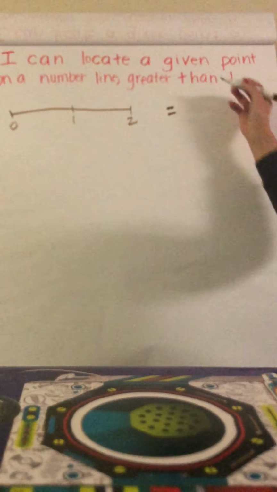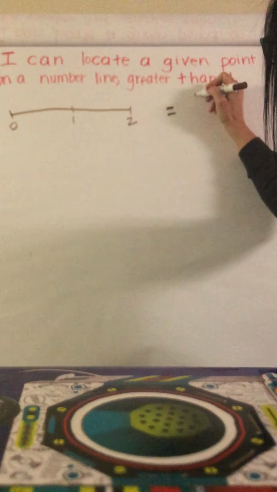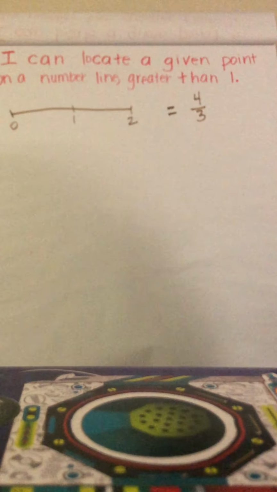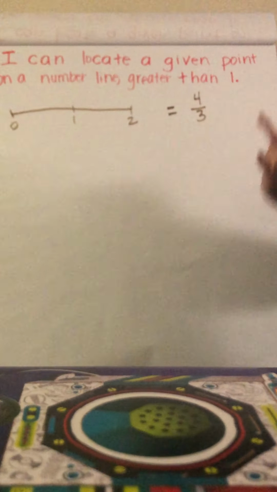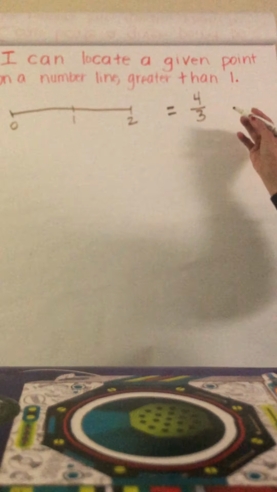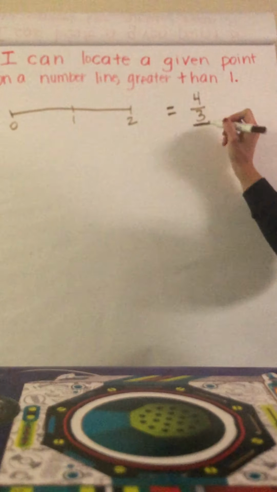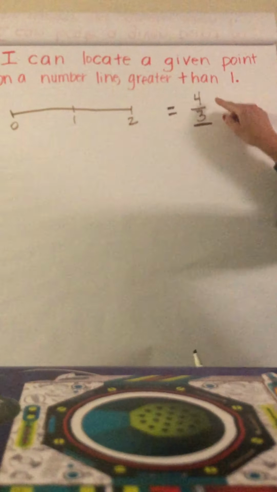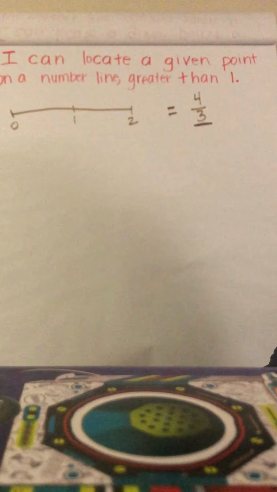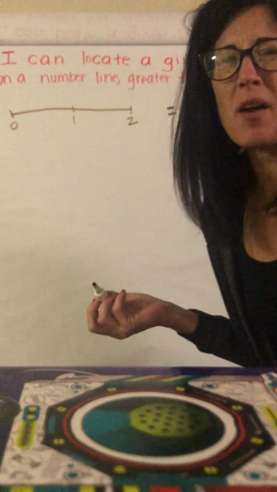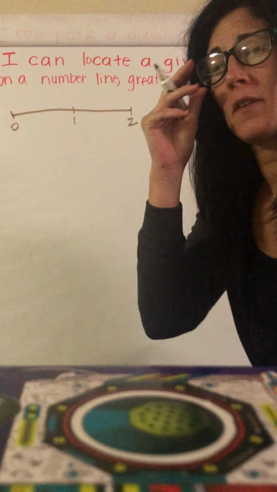Okay, so first of all, we're going to locate 4 thirds. Now, very quickly, let's review what the numerator and the denominator mean in a fraction. I still have talked to some students who are struggling with this. Okay, the denominator tells you how many pieces your whole should be broken into. Your numerator tells you how many parts are shaded or how many total pieces that you have altogether.